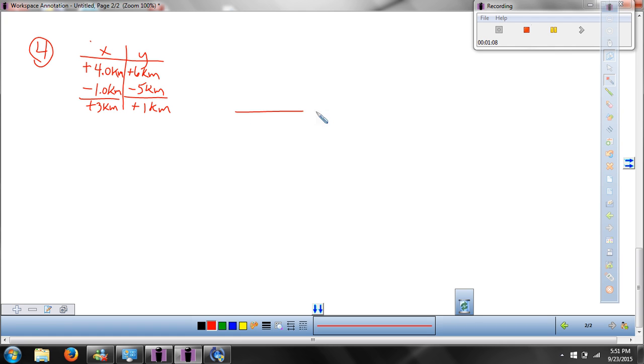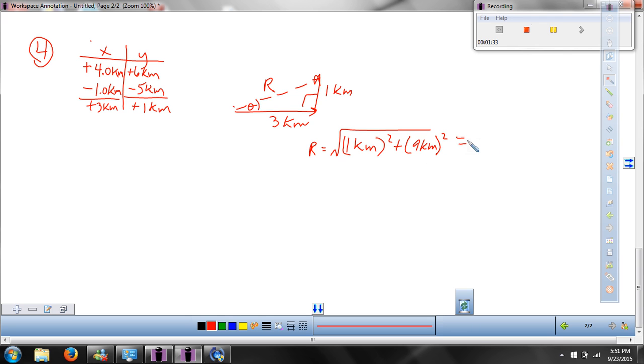So his displacement is going to look like a triangle that is 3 kilometers on the x-axis and 1 kilometer on the y. And you're going to pretend that that's a right angle. So here's his resultant displacement. And there's his theta. So r is going to be the square root of 1 kilometer squared plus 9 kilometers squared. I believe that's the square root of 10. And if you take the square root of 10, you're going to get 3 points. Let's see, what do we have? Well, what's up with that?